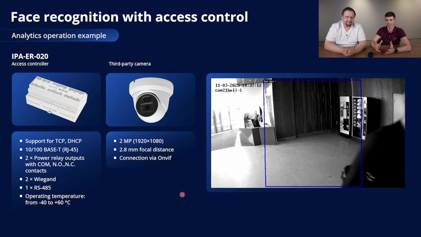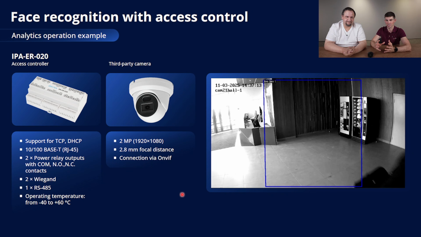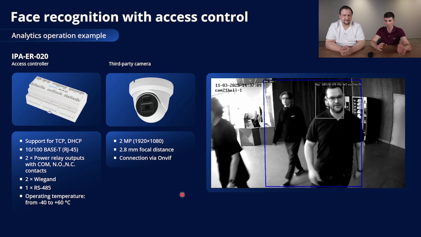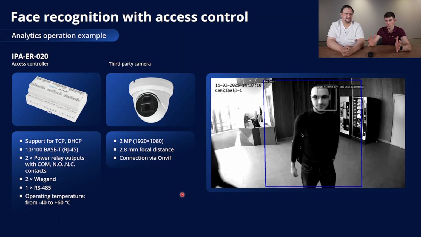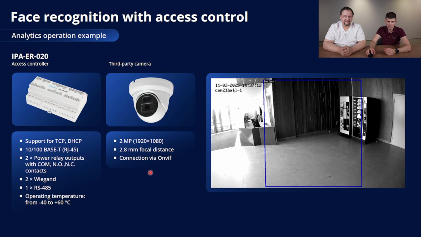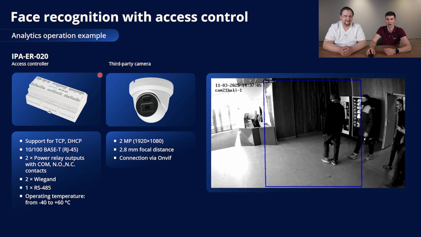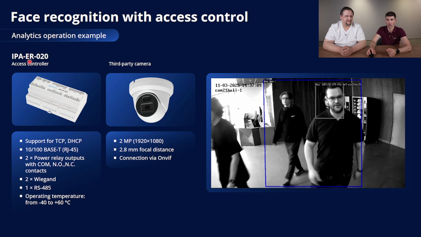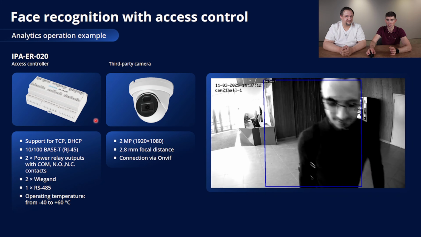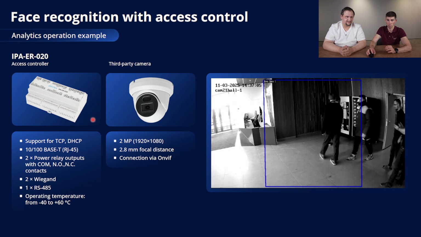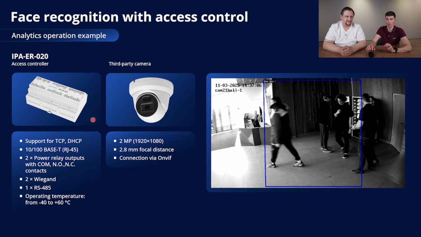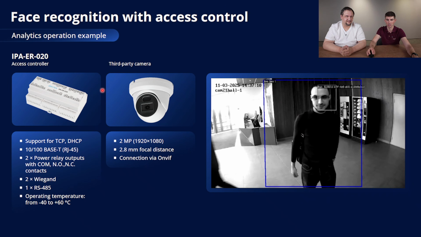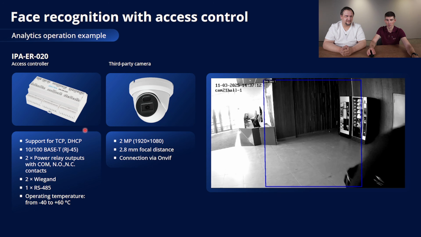Yeah, the fact that all the analytics is run on the server maybe is not that bad, given that you can use third-party equipment, so you're not locked in to specifically Eltex cameras. But speaking of hardware, the controller, the IPAER20, is the only piece here that is required. We do not support third-party controllers at this moment, so if you want to organize an access control system, this part here is a must.